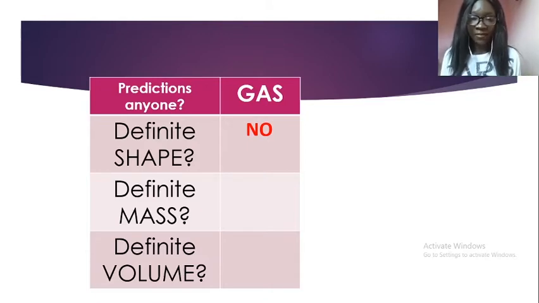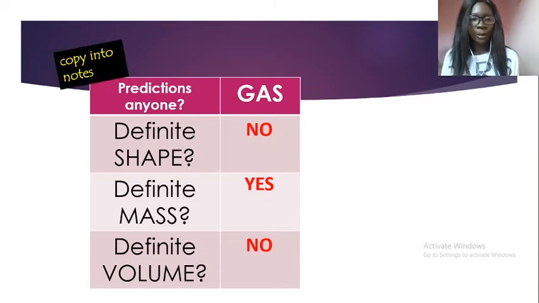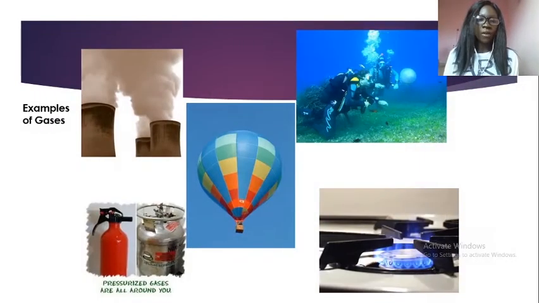Do we have a definite shape? There is no shape at all, so you don't even think about it. You just write no, that gas do not have a definite shape. Do gas have a definite mass? Yes, they have a definite mass, but they do not have a definite volume.